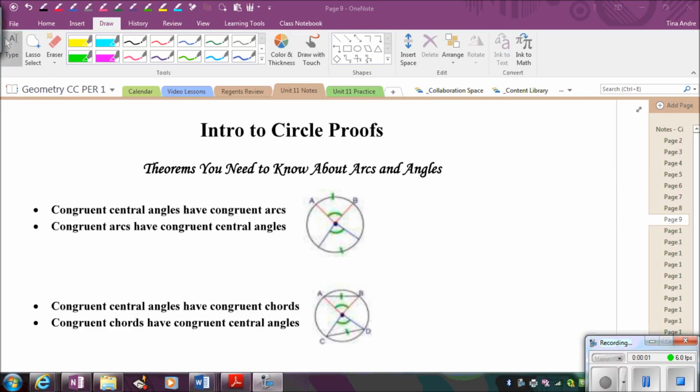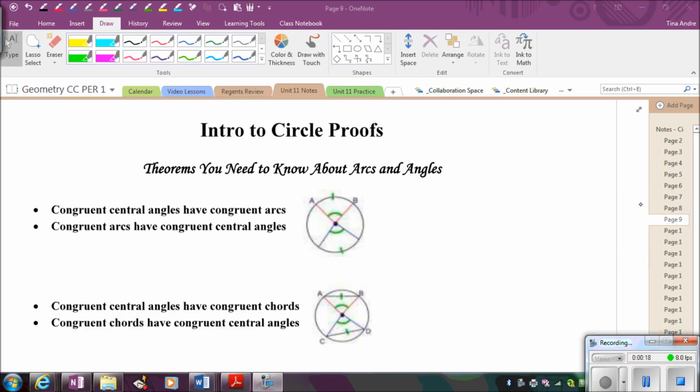In this lesson, we're going to introduce circle proofs. So the first thing before we get started on actually proving triangles inside of circles, we have to know some different theorems that we can use. So in this video, we're only going to focus on theorems about arcs and angles.